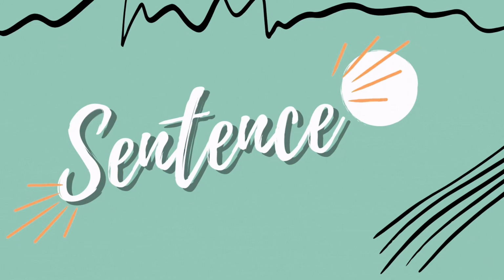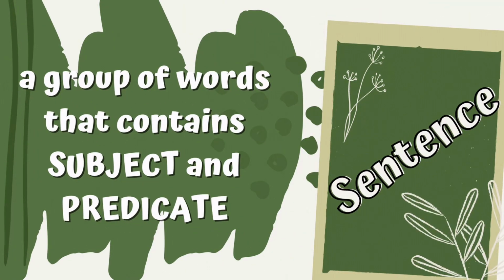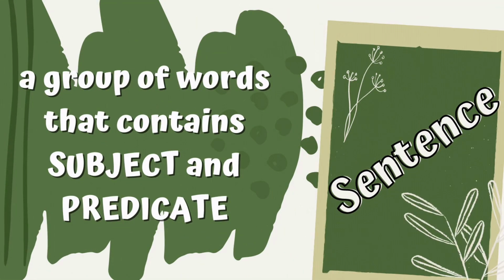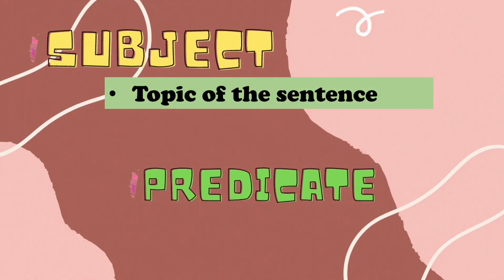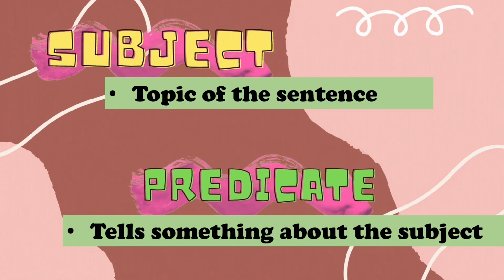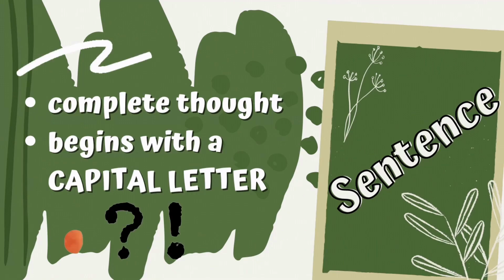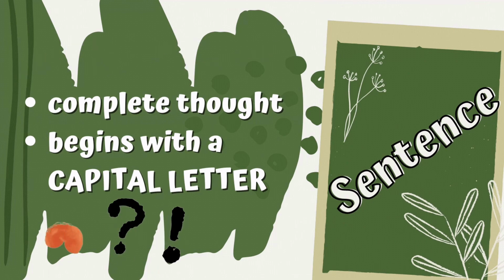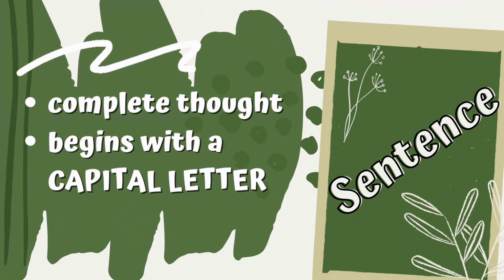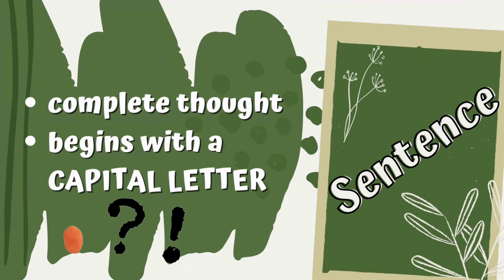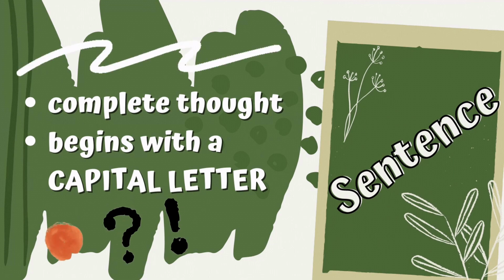Now let us proceed to the sentence. A sentence is a group of words that contains a subject and a predicate. A subject is the topic of the sentence, and the predicate tells something about the subject. As such, a sentence contains a subject and predicate. It expresses a complete thought and begins with a capital letter and ends with a full stop, a question mark, or an exclamation point.